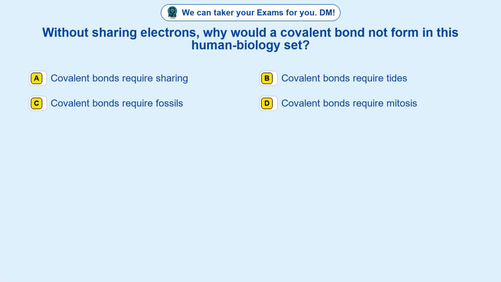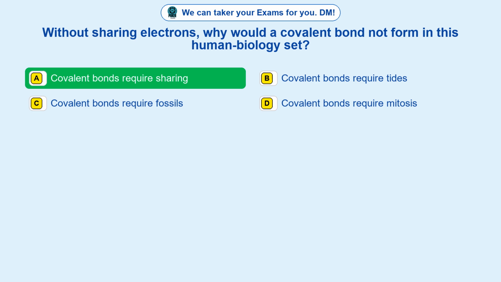Question 34. Without sharing electrons, why would a covalent bond not form in this human biology set? Option A, covalent bonds require sharing. Option B, covalent bonds require tides. Option C, covalent bonds require fossils. Option D, covalent bonds require mitosis.